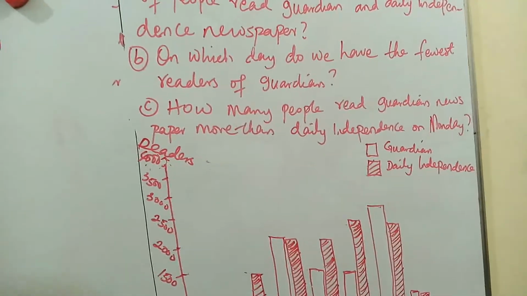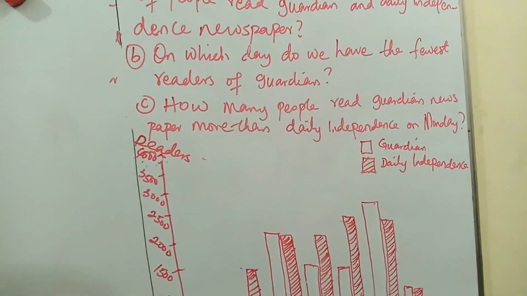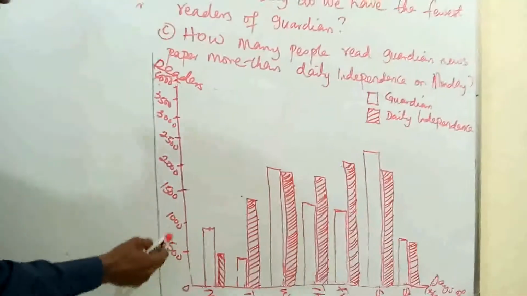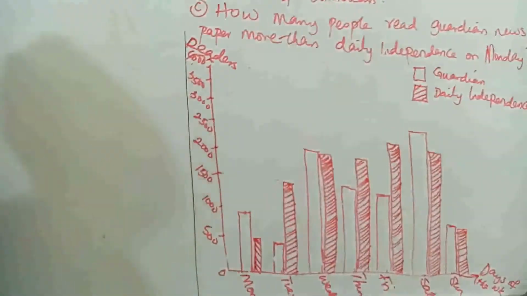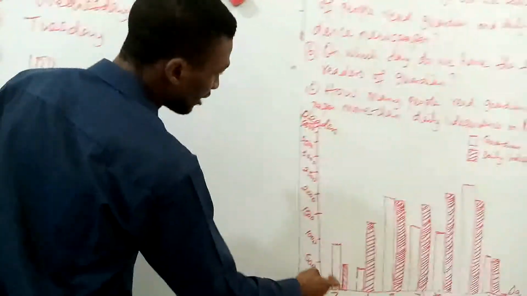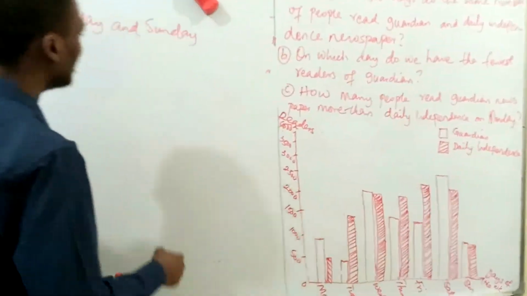How many people read Guardian newspaper more than Daily Independence newspaper on Monday? We go to Monday, we check our Guardian newspaper readers. We have 1,000 readers of Guardian, and we have 500 readers of Daily Independence.